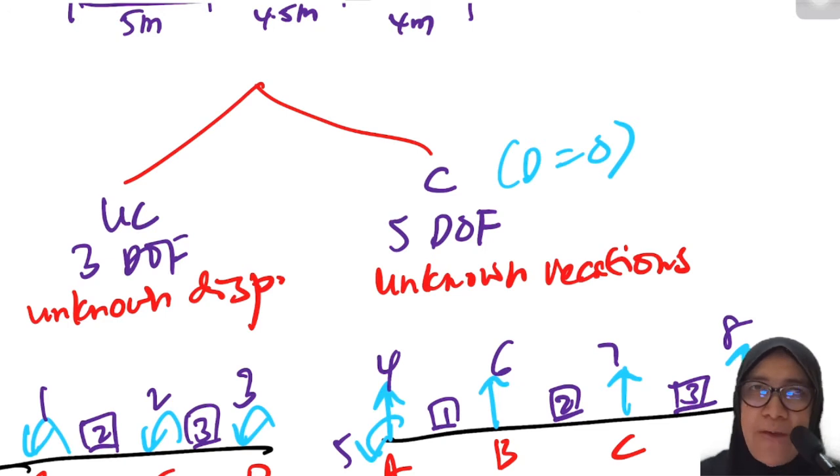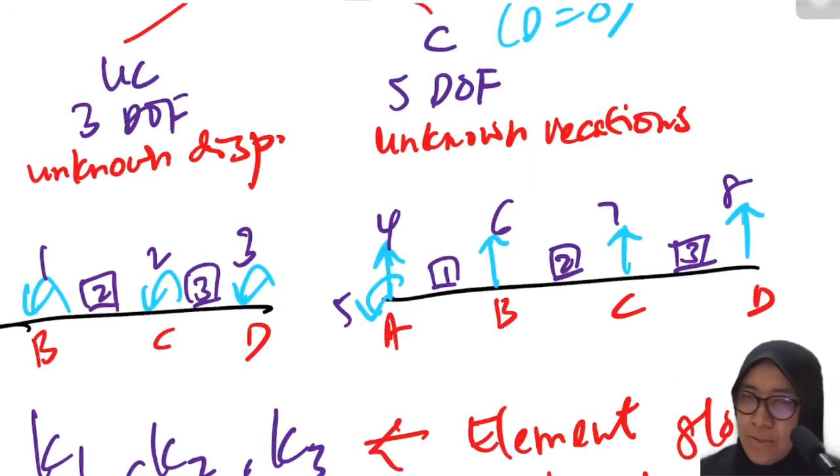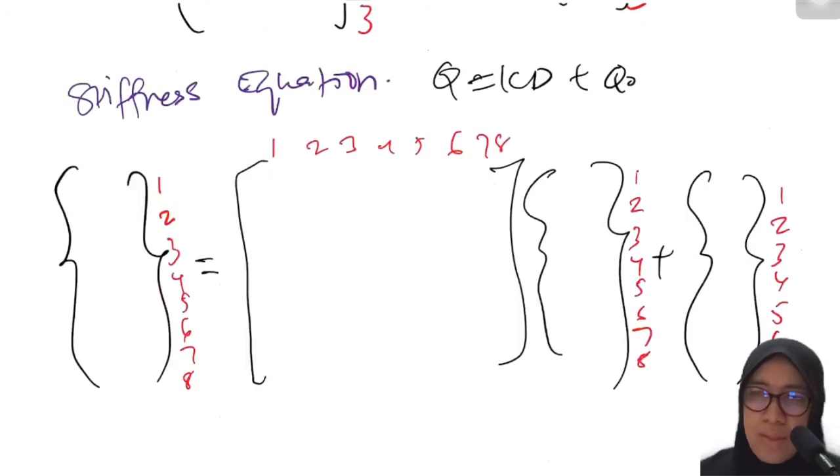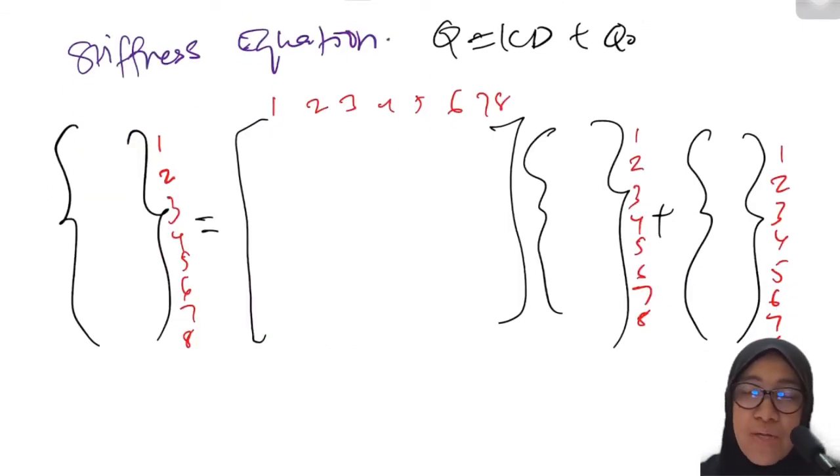However, when we have the effect of settlement, then we need to consider in constraint system at particular position the given value of settlement. So this is actually the stiffness equation for the whole structure.